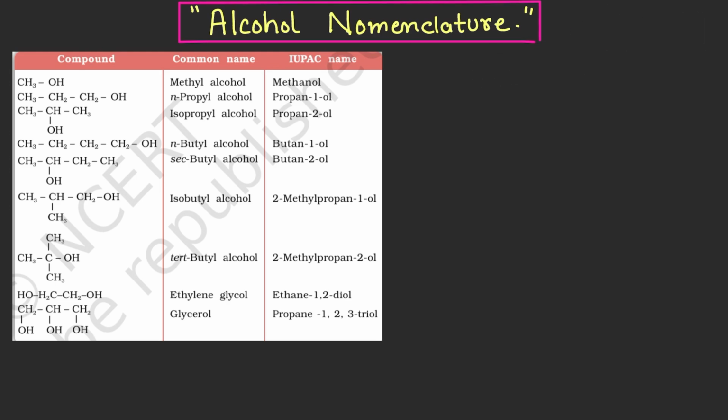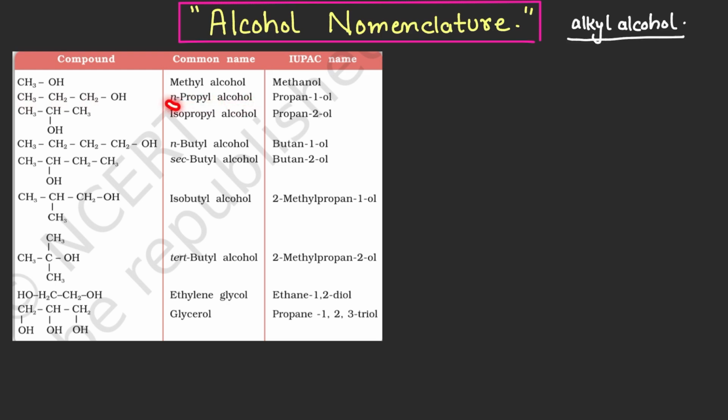The next compound is this one. Here it is 1, 2, 3, so 3 carbons are there and an OH alcohol. What will the common name be? The general form of the common name is alkyl alcohol, right? So we are going to write the alkyl first. For the 3 carbons we will write prop, so I will write propyl and then followed by the alcohol.